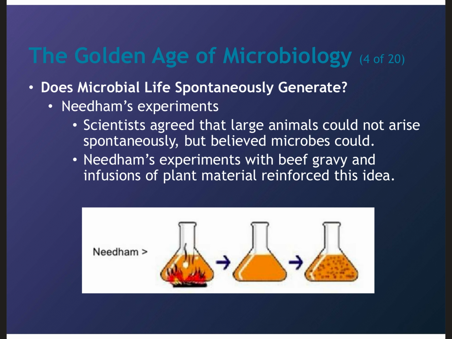So the next guy to do this was Needham. He was like, okay, what's going on? So scientists agreed that large animals could not arise spontaneously, but believed that microbes could. So we're getting to where we're like, okay, yeah, large animals, humans, anything bigger than what we can see with the naked eye, sure, they arise from other beings of that species. Needham's experiments with beef gravy and infusions of plant material reinforced this idea. So what he did was he had an open flask with this beef gravy and plant material or whatever, and he heated it up. And then he let it sit there. And then it turned cloudy.